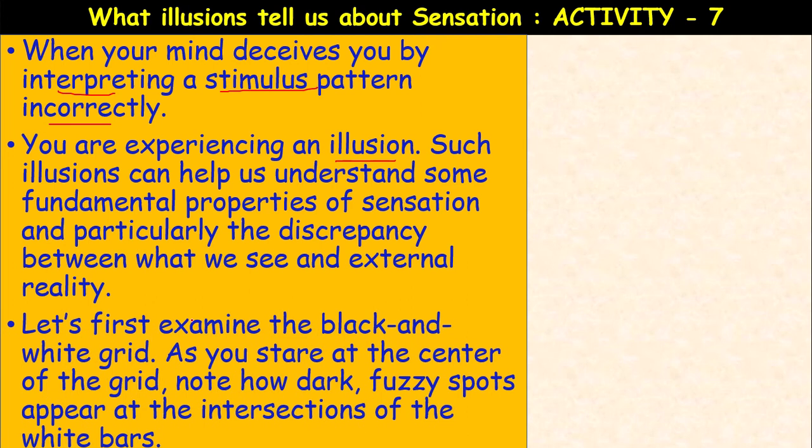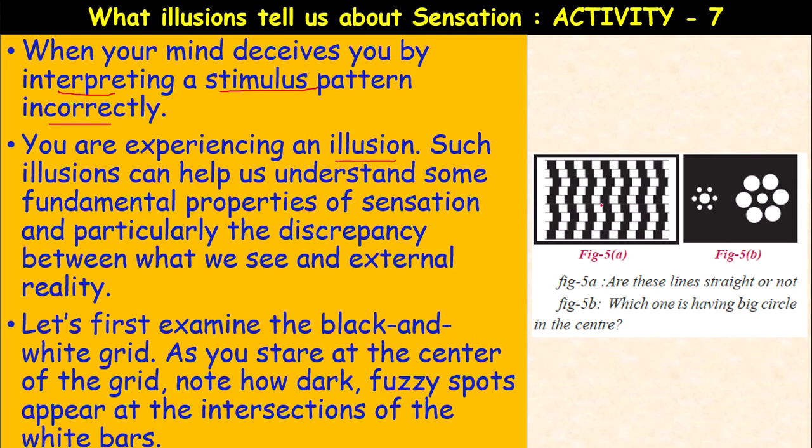So let's first examine the black and white grid. As you stare at the center of the grid, note how dark, fuzzy spots appear at the intersections of the white bars. So you can see the same figure. Here, black, white, black, white, black, white. As you stare, one by one, from bottom to top or top to bottom, stare at the center of the grid. Note how dark, fuzzy spots appear at the intersections of white bars.